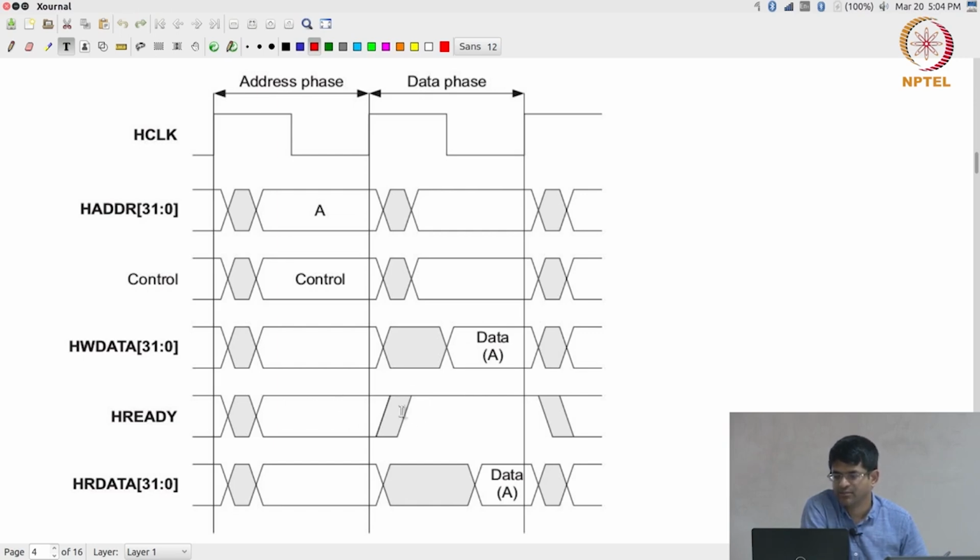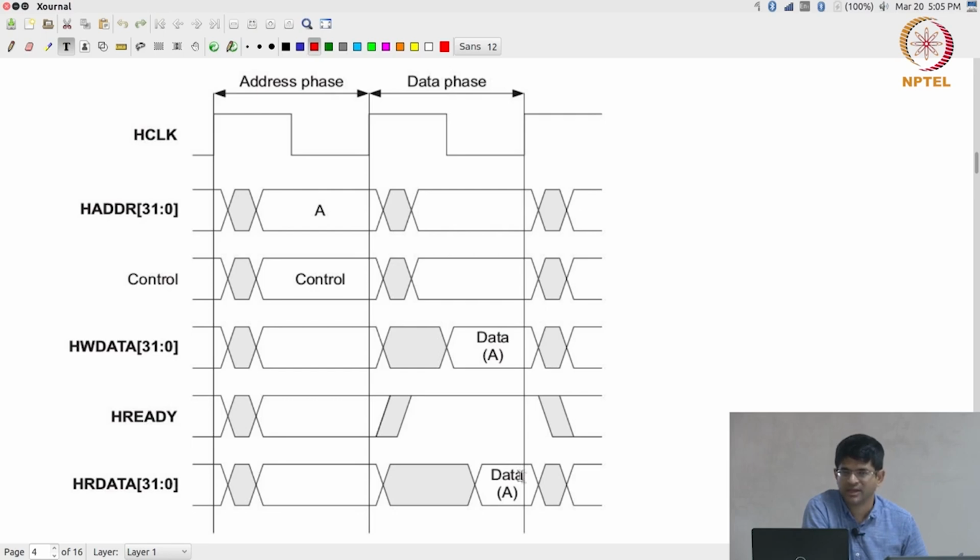Whether or not it was ready before, after it sees a new transaction, the slave has to decide whether or not it is ready. In this case it decides yes, it is ready and makes the ready signal high. Some time after that it also sets the read data bus to whatever value it has found corresponding to this address transaction A. At the next clock edge, if I look at HWDATA, the slave can capture this data at that clock edge. If I am talking about HRDATA, the master can capture this data at this clock edge.